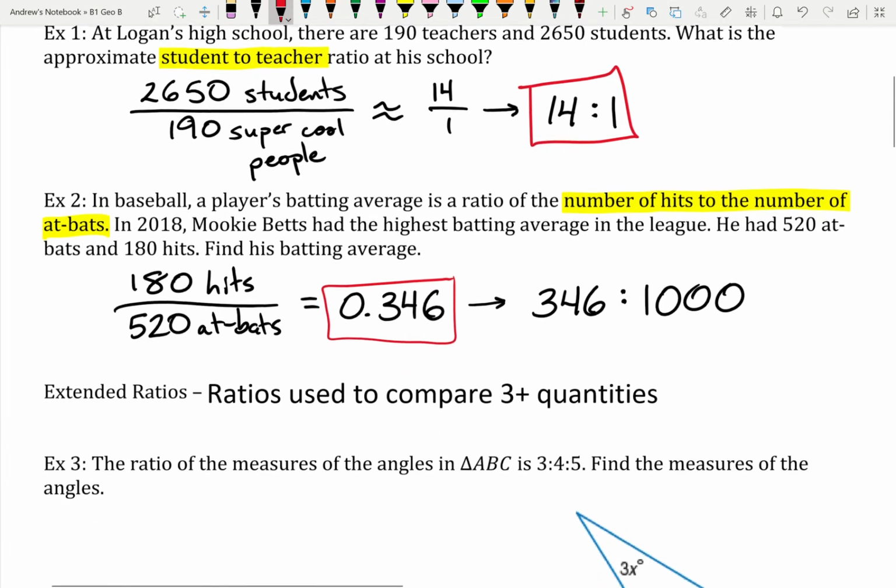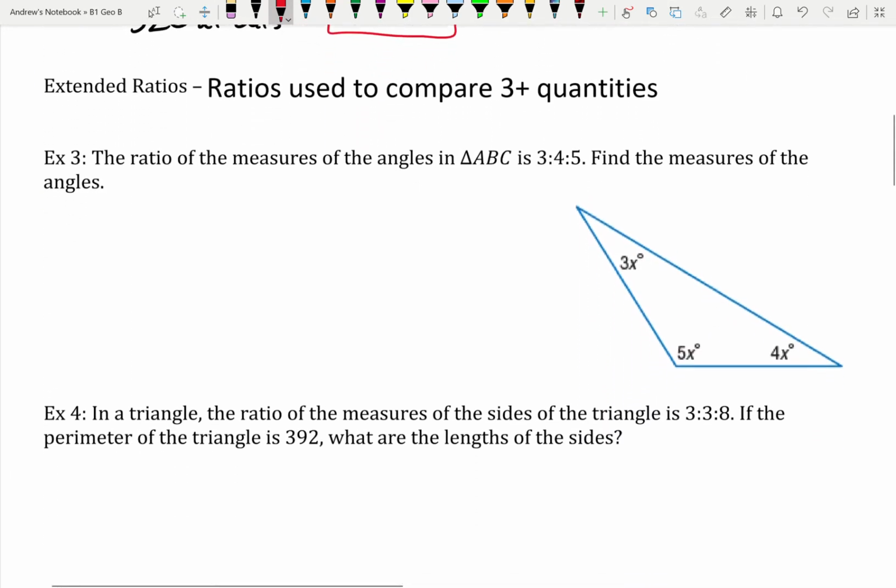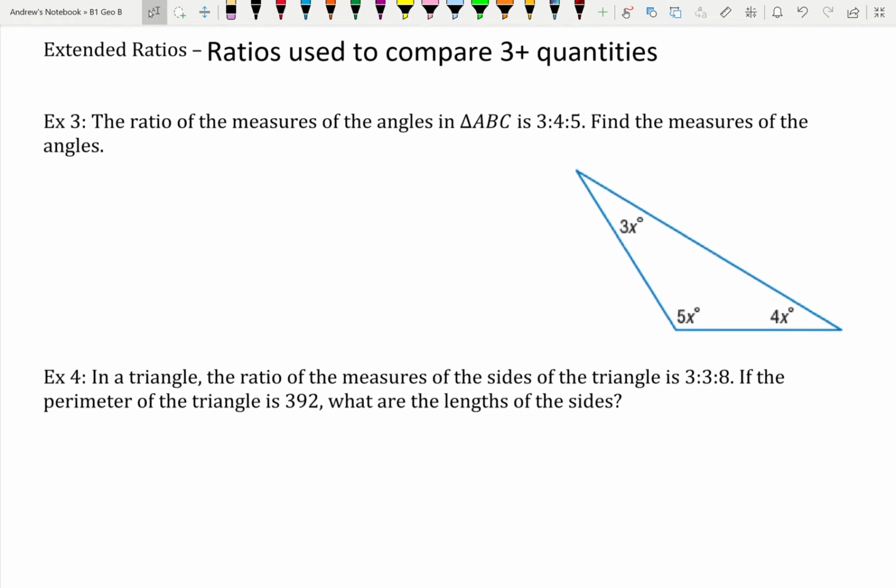Right? So what we're going to jump into are these things called extended ratios. That's when we've got 3 or more things that we want to compare all at the same time. And we're going to jump into what it's going to look like for triangles. So we've got a triangle here. The ratio of the measures of the angles in this triangle ABC, which I guess we could put ABC on there, is 3 to 4 to 5.